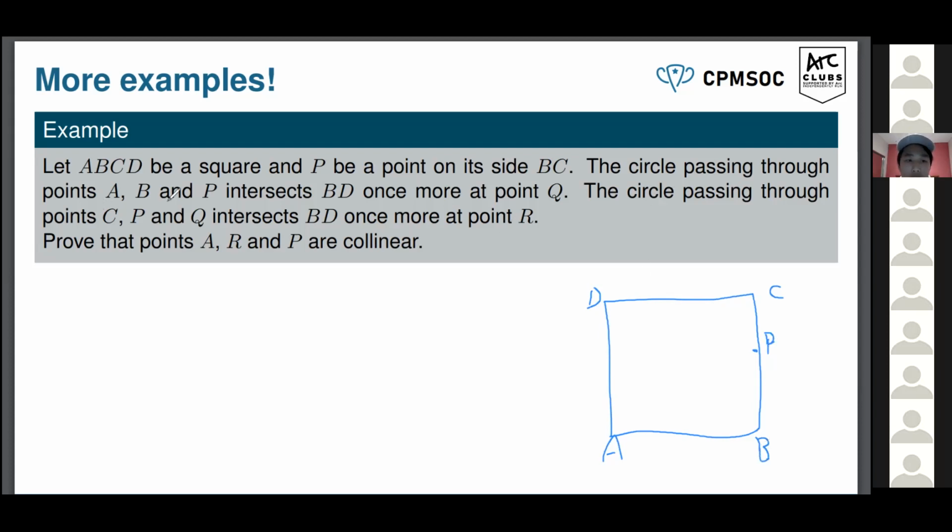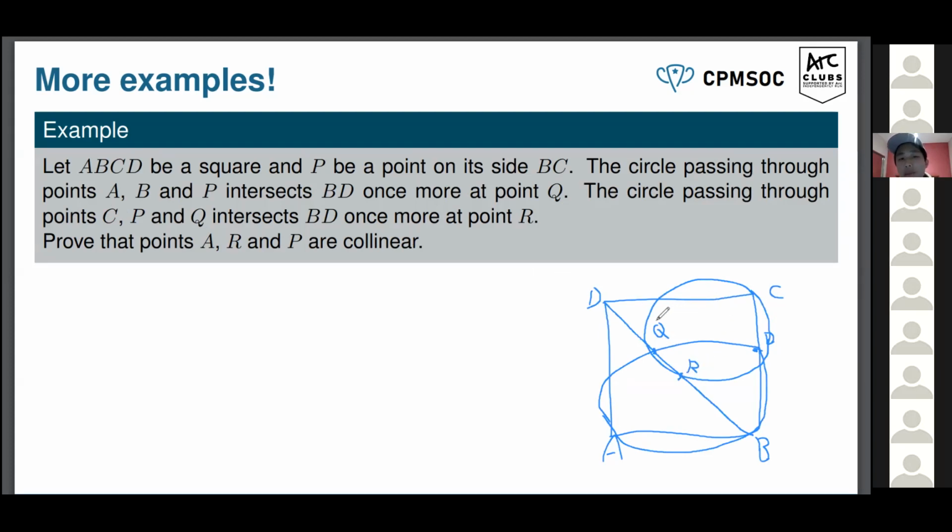The circle passing through points A, B, P intersects BD once more at point Q. So there's a circle which passes through these 3 points, intersects BD once more at Q. The circle passing through points C, P, and Q intersects BD once more at point R, which is here.